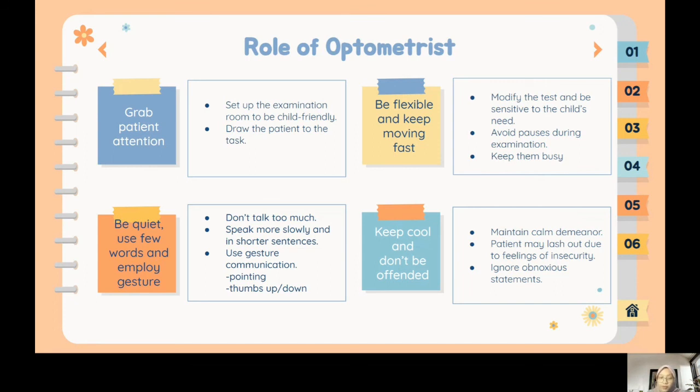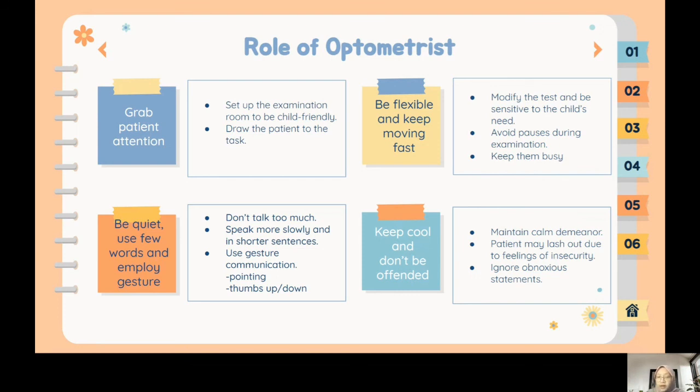Give them longer time to respond to your questions or instructions. Use gesture when communicating with them. Children with Down syndrome are more familiar and responsive to body language, such as pointing, thumbs up or thumbs down. For example, you can snap your fingers to get eye contact.